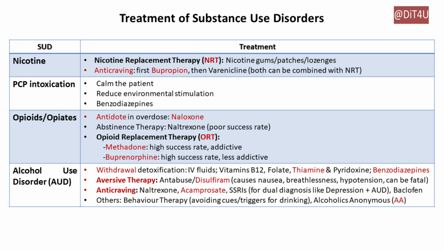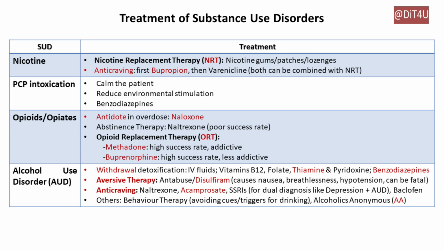Opiates or opioid dependence. If the person has taken an overdose, then you have to use the specific antidote, which is naloxone. Abstinence therapy, that is reducing the craving, is also possible by using naltrexone, but it carries a poor success rate. Therefore, you can go for ORT, which is opioid replacement therapy. Two drugs under that, methadone, high success rate, but it is addictive. So you can't prescribe. The person has to come to the center to take the medication under supervision.